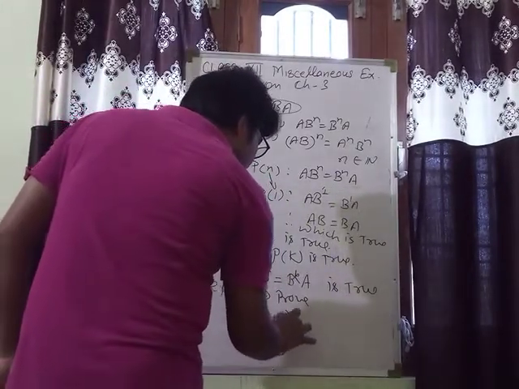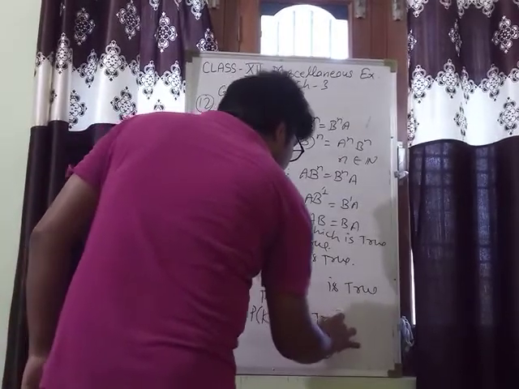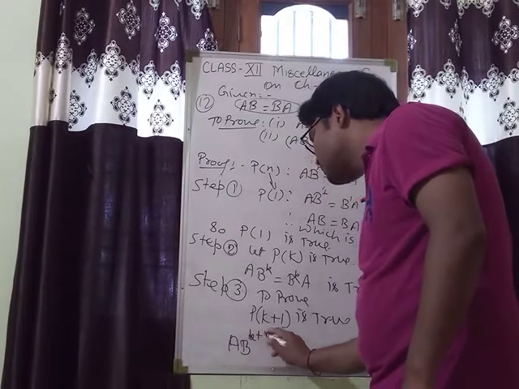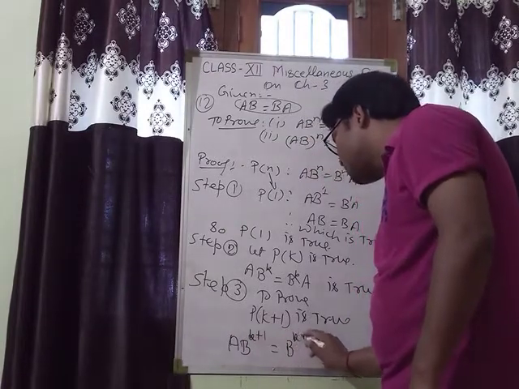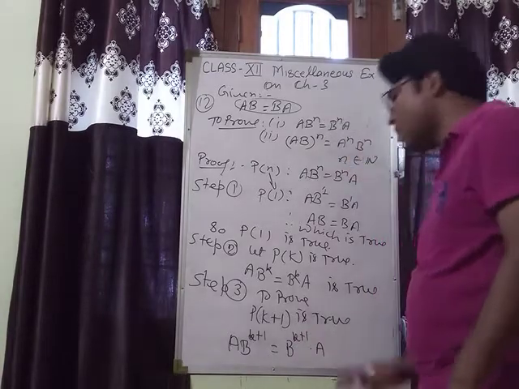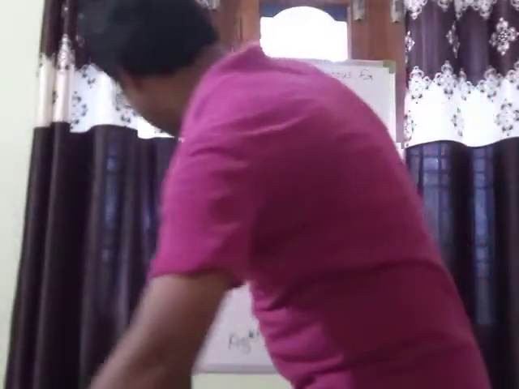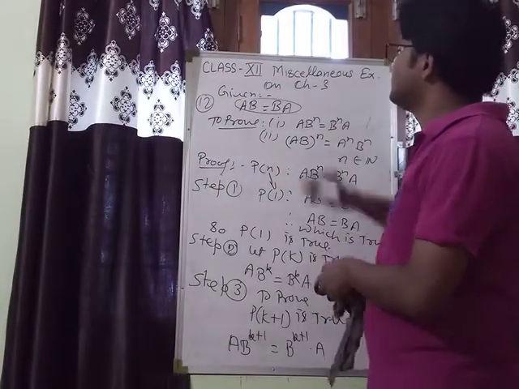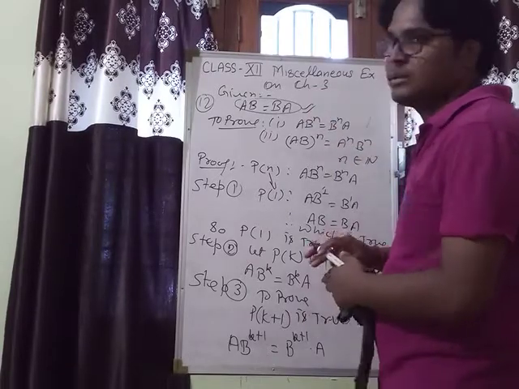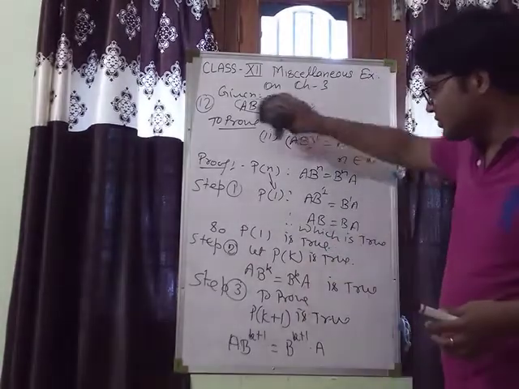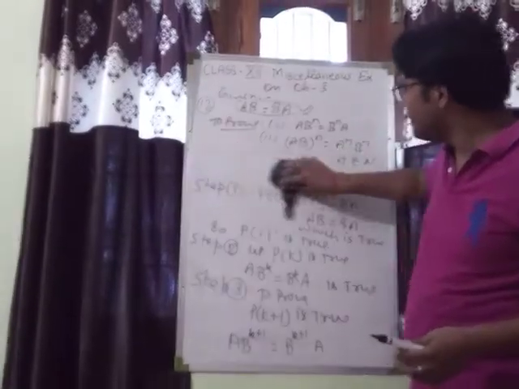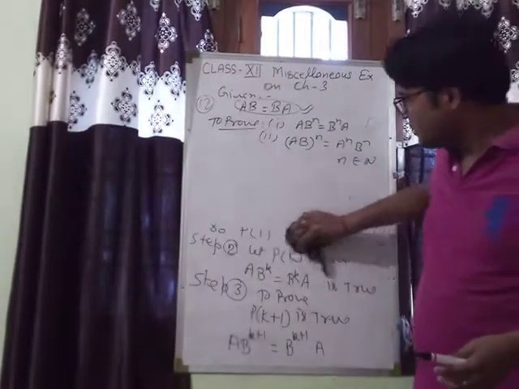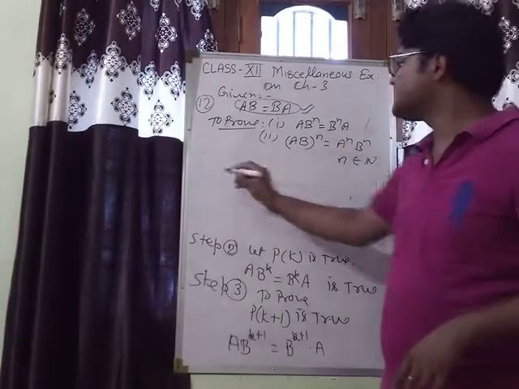Pk plus 1 is true means we have to prove that AB to the power k plus 1 is equal to B to the power k plus 1 into A. So I am going to prove this. Consider its left hand side. I am going to use this one, AB is equal to BA, which is given.